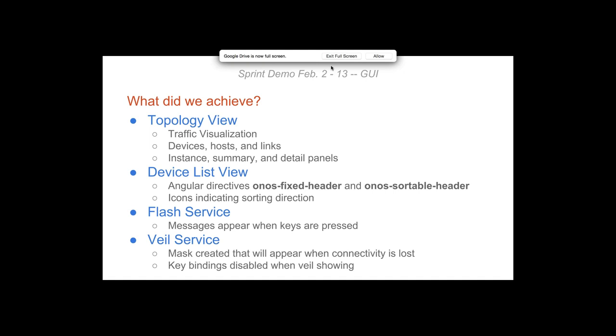We also implemented the flash service, like I said before, which is when you click a button, it'll say which keys are pressed. What's slightly different about that is that in the previous version, when you clicked a button and then clicked a new one, it wouldn't show the new message immediately, but we changed that, so now the new message will appear immediately. And then the veil service is completed. And something new about that, too, is that you can't press keys when the connection has been lost.